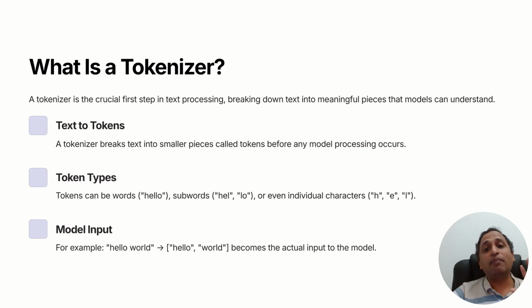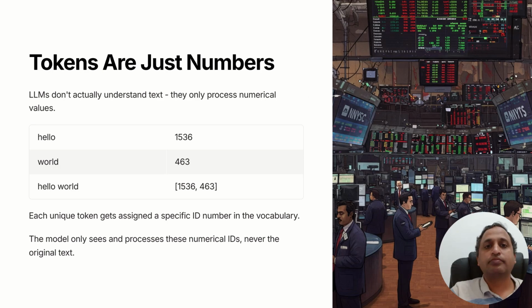Before a model ever processes your input, the text goes through this transformation from raw text to a list of tokens. For example, the phrase hello world might be split into hello and world, and the token list is what the model sees, not the original sentence. You can think of this like stock symbols, where instead of trading companies by their name, you trade them by their stock symbols, which are codes. The model processes tokens the same way, as identifiers, not as words.